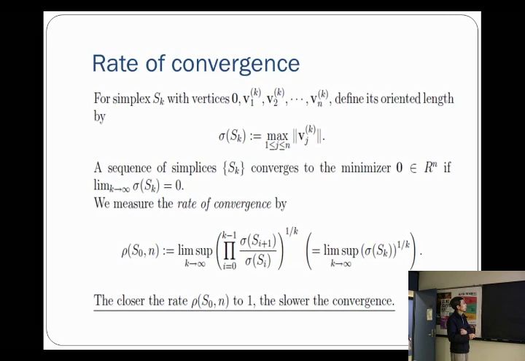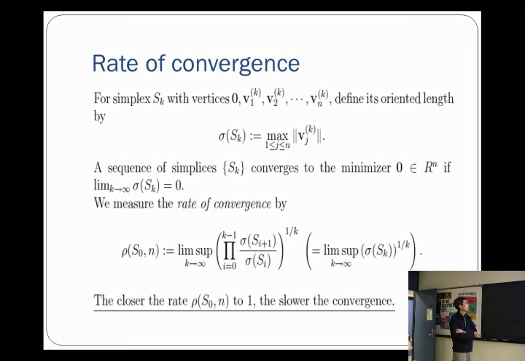So of course, if this sigma_k goes to infinity, if the limit is 0, we know the simplex will converge to the origin. This is the minimizer of the function. Now here's our rate of convergence definition.